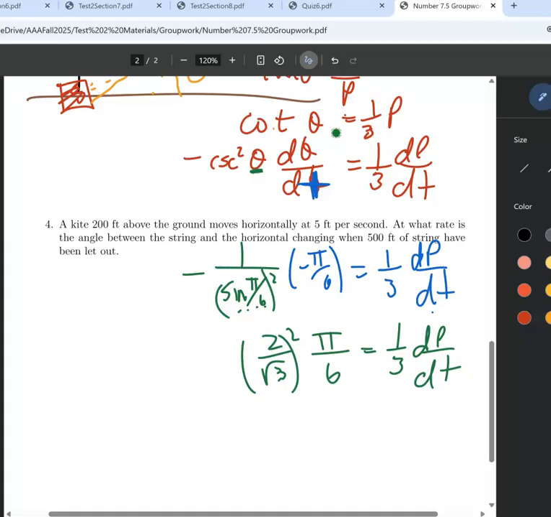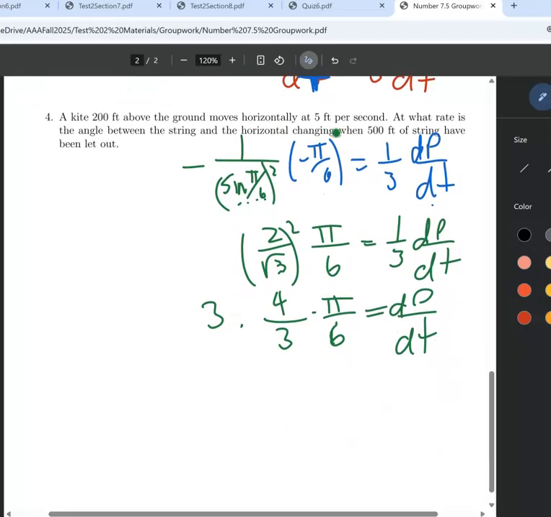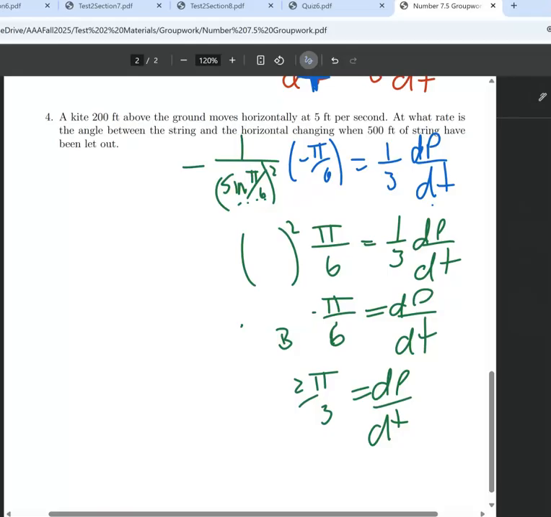And so let's see what happens here. If I multiply by 3, well, let me go slow here. So 4 over 3 times pi over 6, and then times a 3. And so what does that give us? Those cancel, so 2 pi over 3 for dp over dt. All right, let's go to the next one. Hold on a second. Is that what I got? No, I did something wrong. I'm looking at my little solutions.